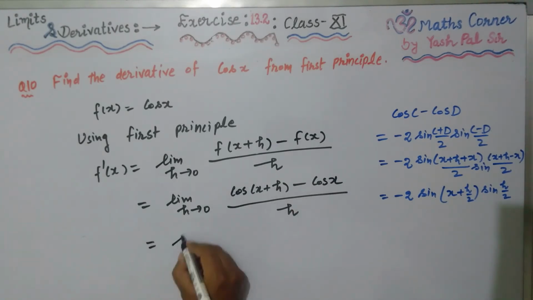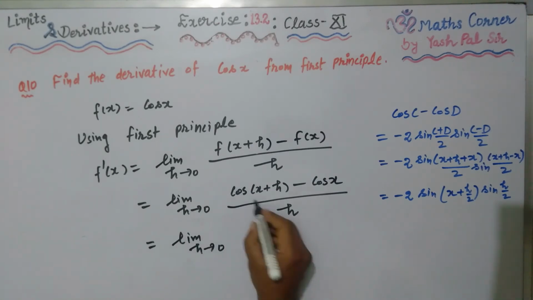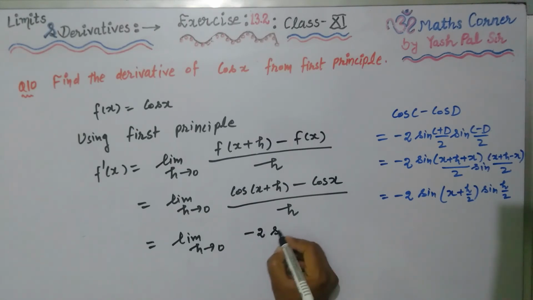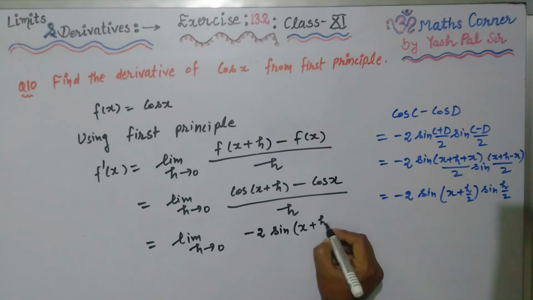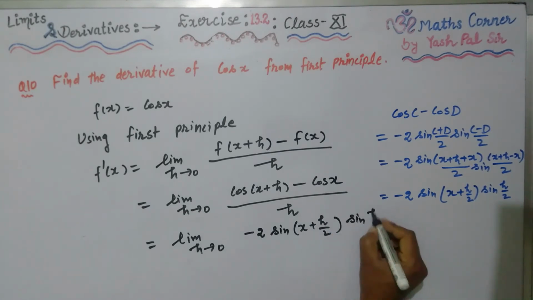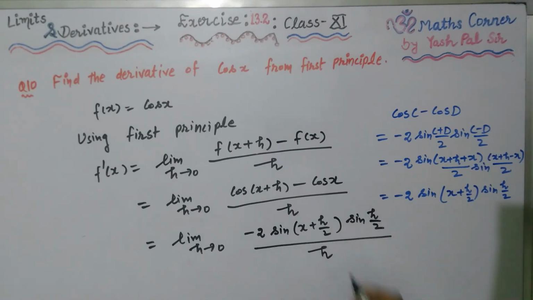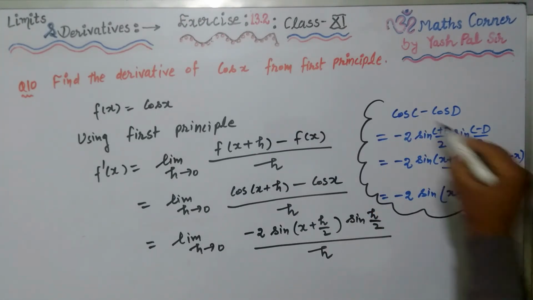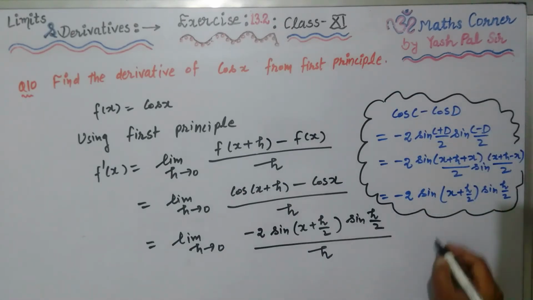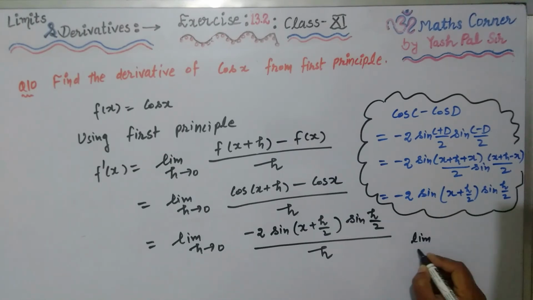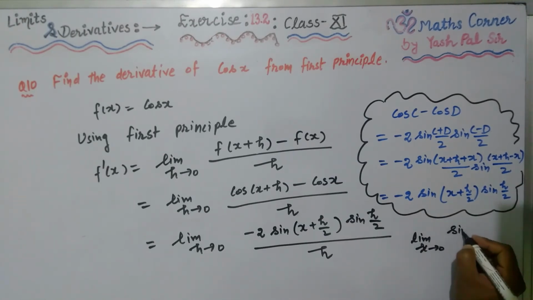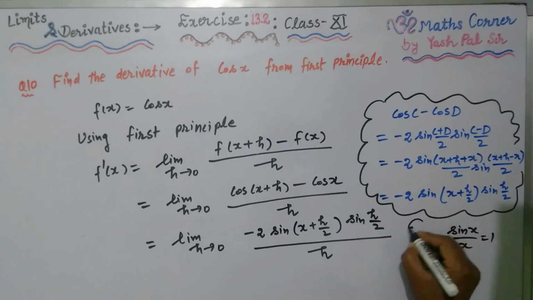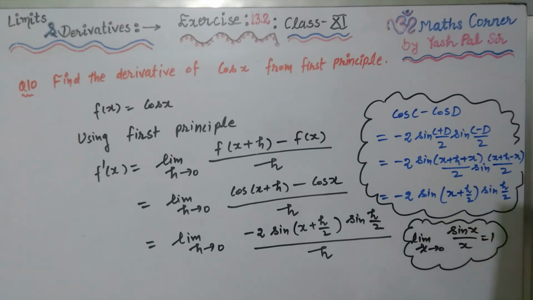Right, so we apply this rule. Here, this is equal to limit h approaches to 0, this whole becomes minus 2 sine of x plus h upon 2 into sine of h upon 2 divide h. Right? So, first of all, we applied the cos C minus cos D formula. Now, we know that limit x approaches to 0, sine of x divide x, the value is 1. This is the fundamental result.